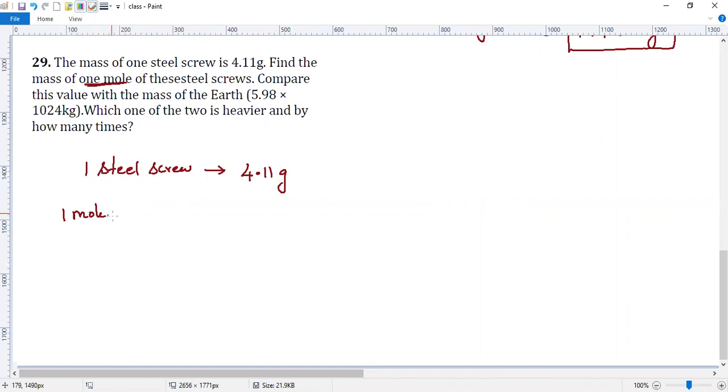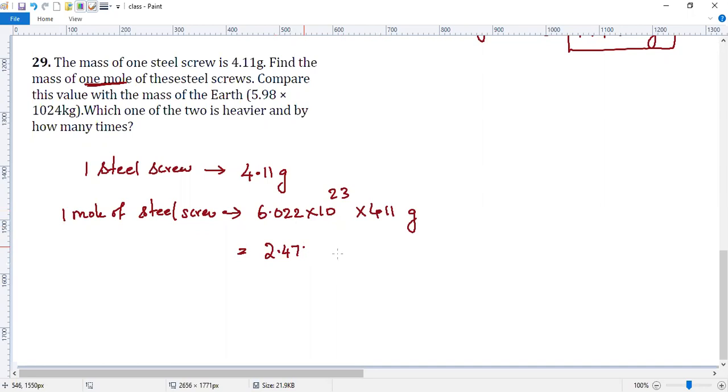Okay, find the mass of 1 mole of steel screws. So 1 mole of steel screws, what will be its mass? It will be Avogadro number times 4.11. Correct? What is it? 6.022 into 10 power 23 into 4.11 in grams, you can say. Right? So when you multiply, you will get some value. When you're multiplying, we can say you are getting 2.475 into 10 power 24 grams.